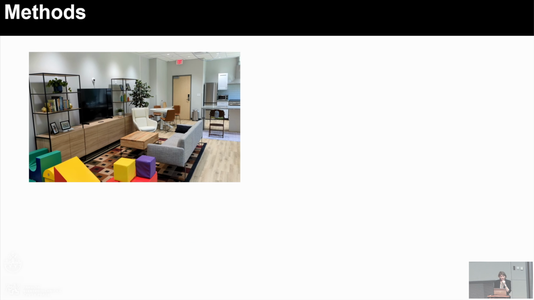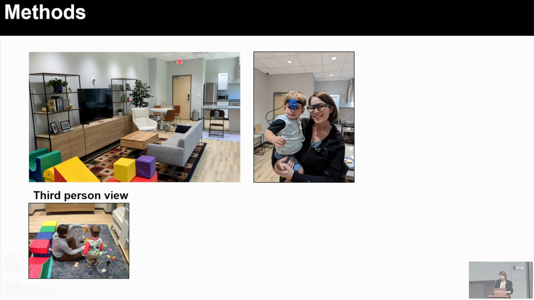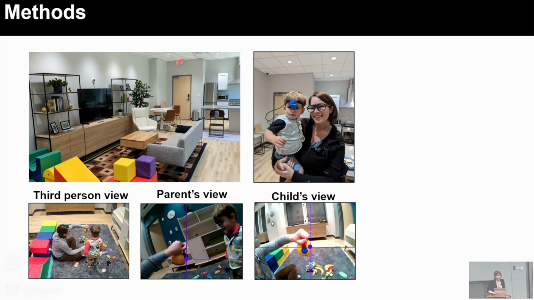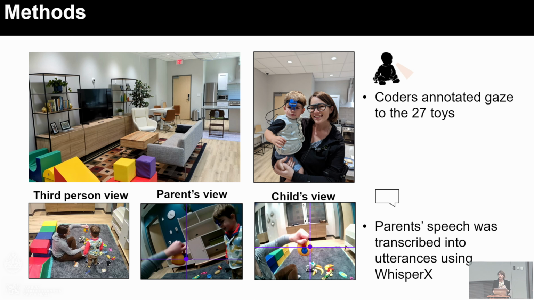Cameras mounted on the walls in this environment provide a third-person view of the interaction, but parents and children also wore head-mounted eye trackers that gave us a first-person view of what the parent and child were seeing moment to moment. We then annotated what toys children were looking at and also transcribed parents' concurrent speech.